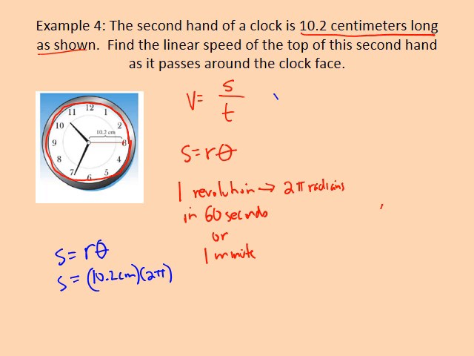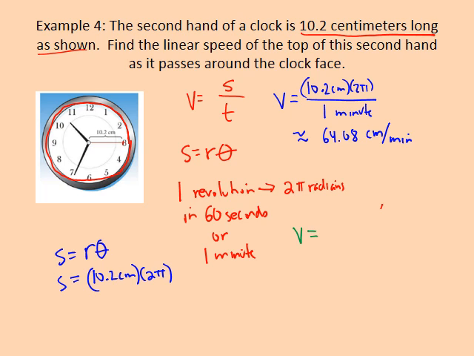So if we want to find our linear speed, we take our arc length, which is 10.2 centimeters times 2 pi, and we divide it by the time. We'll do 1 minute first, and then we'll also do 1 second. So if you put this into your calculator, 10.2 centimeters times 2 pi divided by 1 minute, you get 64.08 centimeters per minute. That's the linear speed in centimeters per minute. You can do the same exact linear speed, but represented in different units, in centimeters per second.